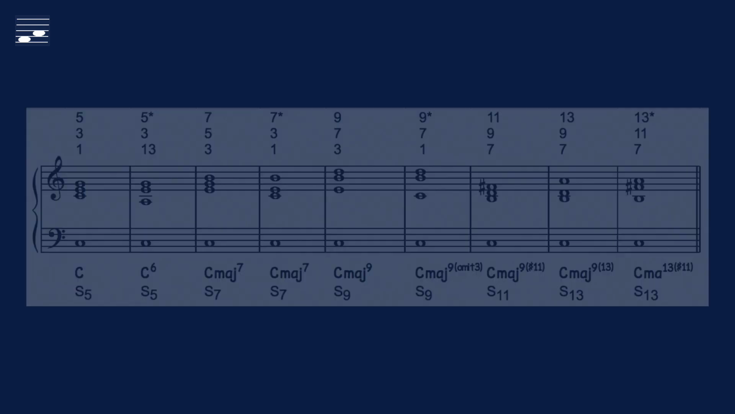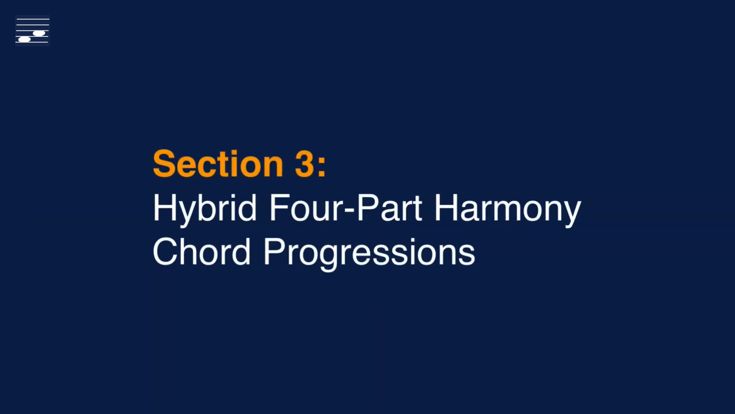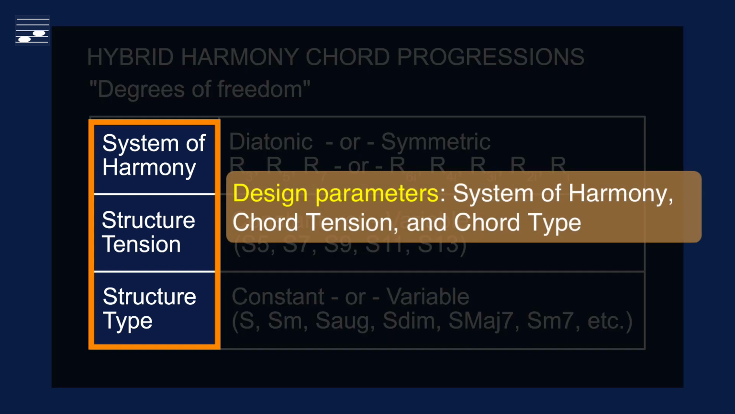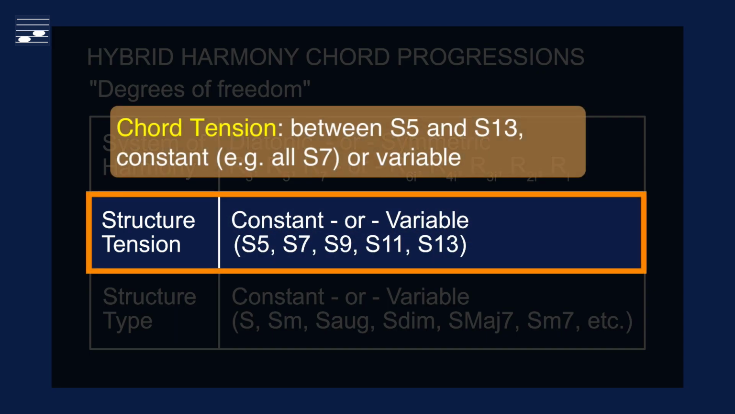We already saw example chord progressions with hybrid 4-part harmony in part 1, but here we'll discuss additional aspects when connecting chords. This diagram lists the degrees of freedom for designing a chord progression. These are the system of harmony, the chord structure tension and type. The latter 2 may be constant or variable.